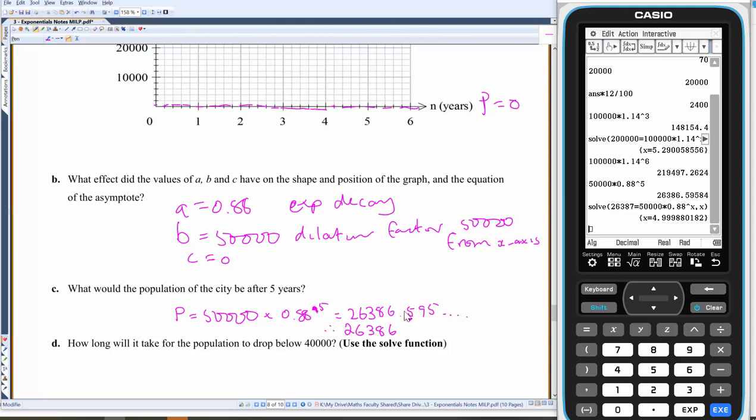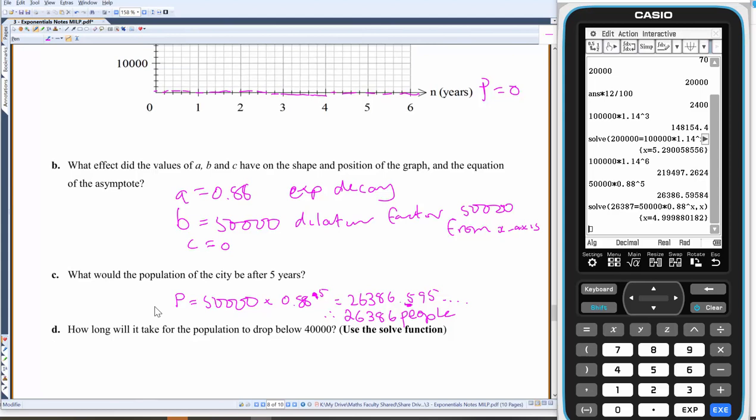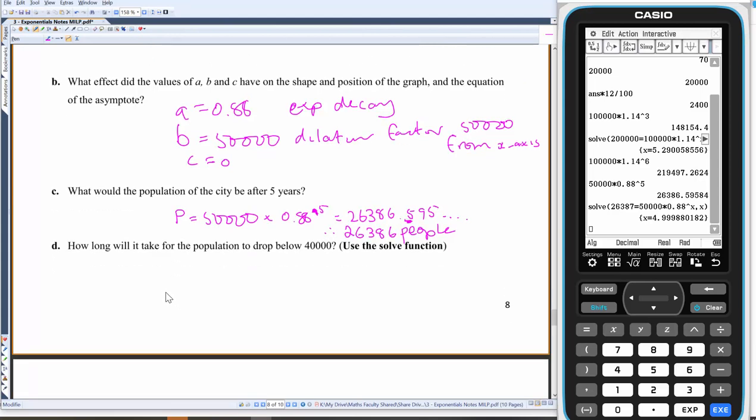Why wouldn't I give an exact answer? Because human beings are either there or they're not, so we can't have a decimal human being. We can't have 0.5 of a human being. So our answer to this one is 26,386 people. And often the way to work out how to round, whether you round up or down, will again be completely context driven. So 87, if I round it up, would keep me below 5 years. 6 will get me above 5 years. So you really do need to check your calculators on these questions to make sure that you're rounding according to the context. Okay, how long will it take, last question, to get to 40,000?